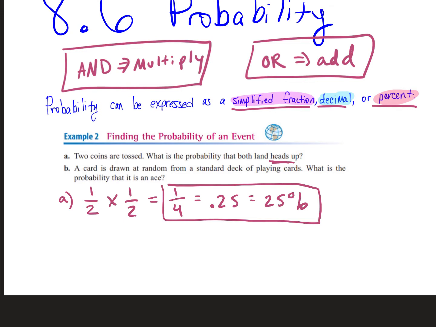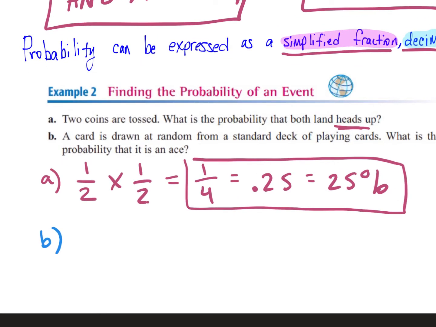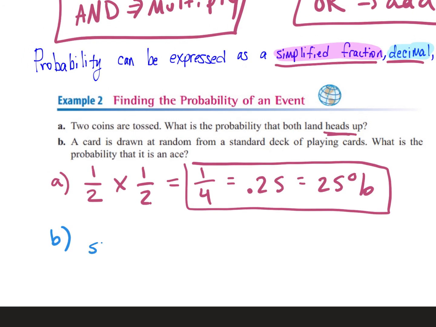Now let's look at B. Any questions on A? All right, B. A card is drawn at random from a standard deck of playing cards. What is the probability that it is an ace? Frequently, probability questions are going to ask you about playing cards. I would familiarize yourself with a deck of playing cards. On Canvas, I posted another little PDF of a deck of cards. So there's 52 cards in a deck. So 52 is our total amount.